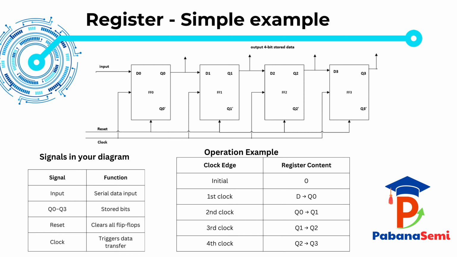Now let us understand the operation. Initially, the register contains 0. When the first clock pulse arrives, the input data is stored in the first flip-flop, producing the output at Q0. With the second clock pulse, the data shifts from Q0 to Q1. With the third clock pulse, it moves from Q1 to Q2. Finally, on the fourth clock pulse, the data moves from Q2 to Q3. In this way, the register stores and shifts data step by step using clock pulses.